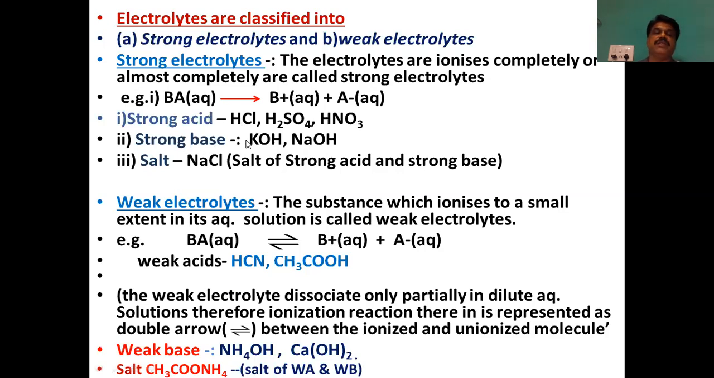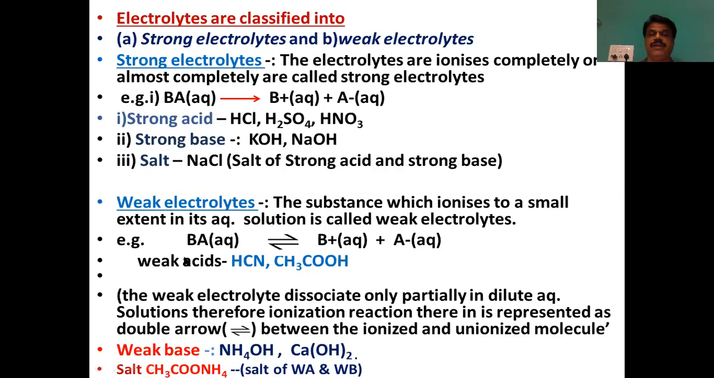Strong bases also dissociate completely in their aqueous solution, so they are also examples of strong electrolytes. Then next, weak electrolyte. What is meant by weak electrolyte? The substance which ionizes to a small extent in its aqueous solution is called a weak electrolyte.